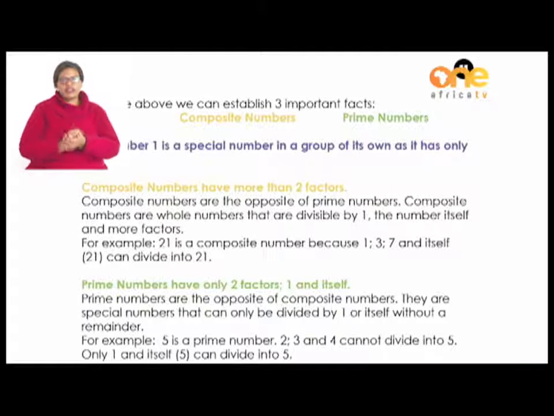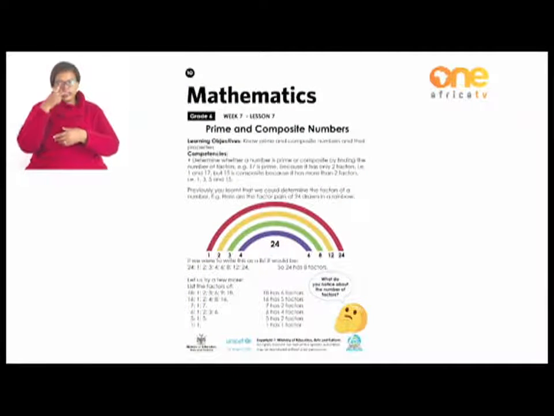Now let's quickly go back to the previous page, page 10. Which numbers do you think are composite numbers? That's right, it will be 18, 16, as well as 6. Okay?